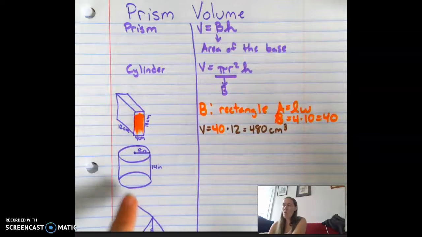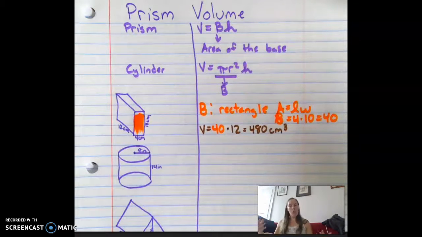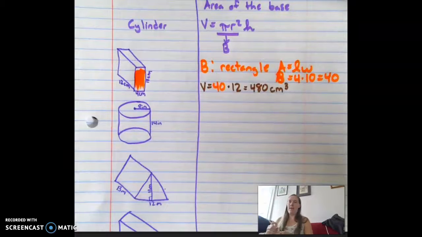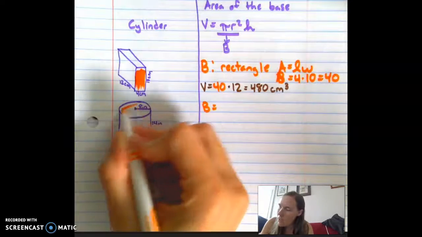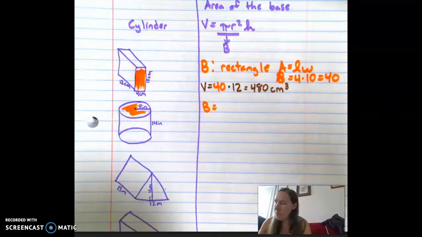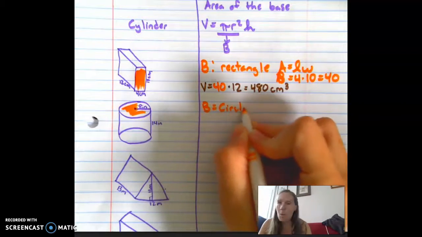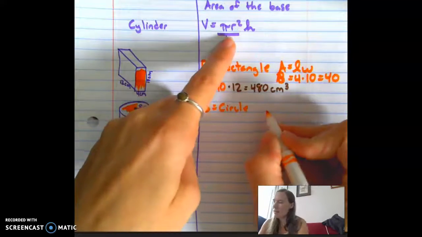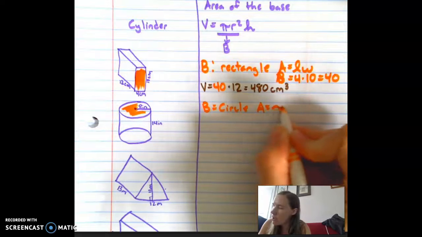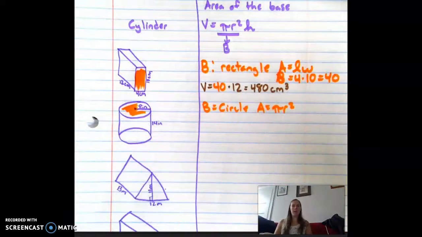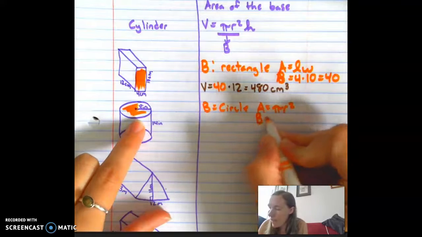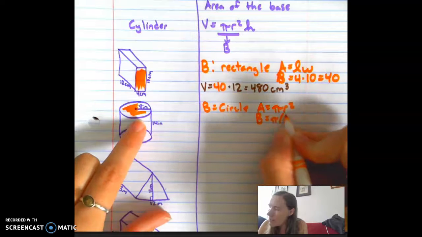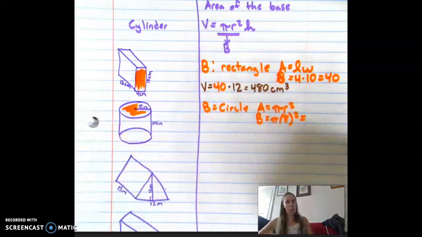Next, we have a circular prism, most commonly known as a cylinder. The reason is because our big base is that circle. Our big base is a circle, where up here it tells us that the area of a circle is pi r squared. So in this case, our area, or our big base, is pi times 8 squared.